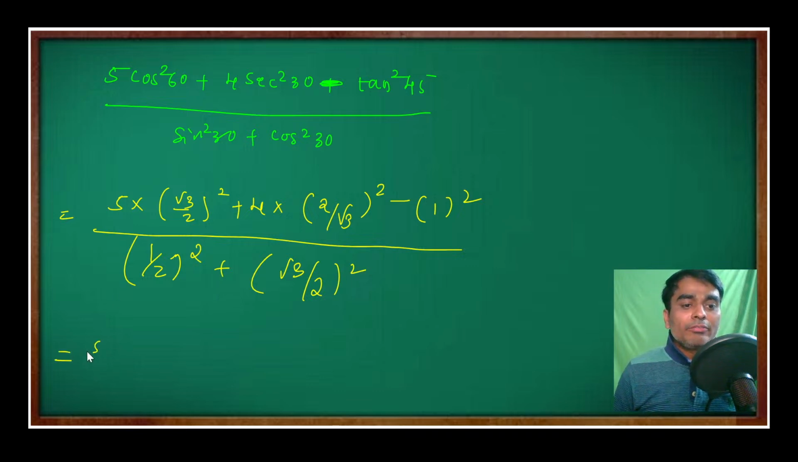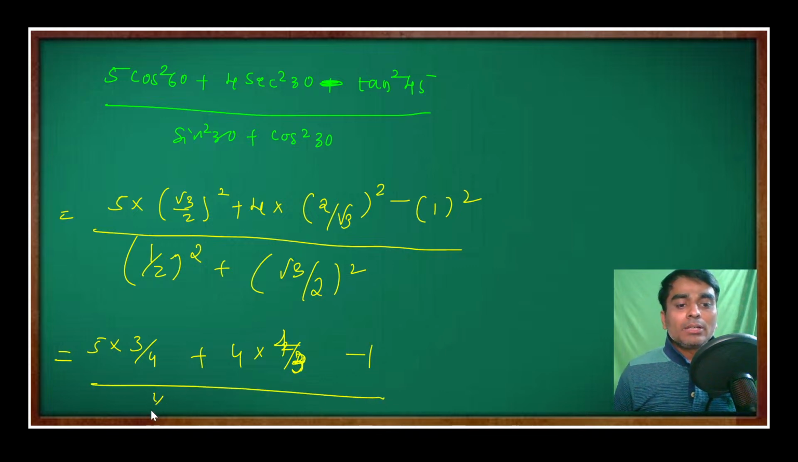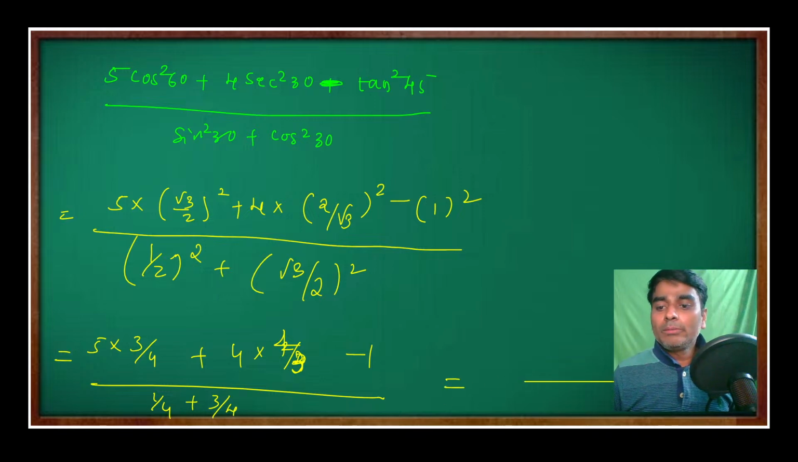What will happen? 5 into 3 by 4 plus 4 into 4 by 3, then minus 1, divided by, what will happen here? 1 by 4 plus 3 by 4, that is 4 by 4, which is 1. So don't see the denominator. It is 1, leave it. Focus on the numerator.